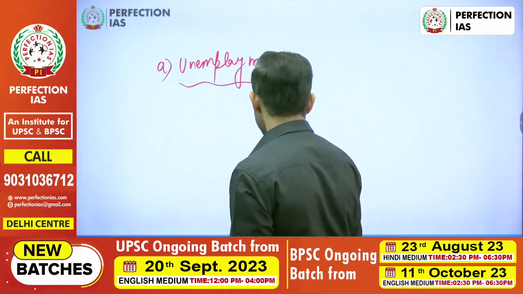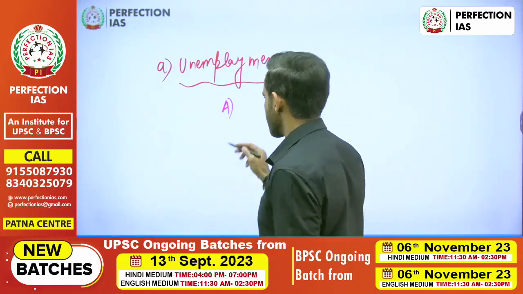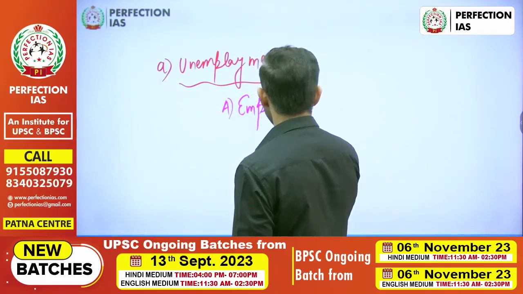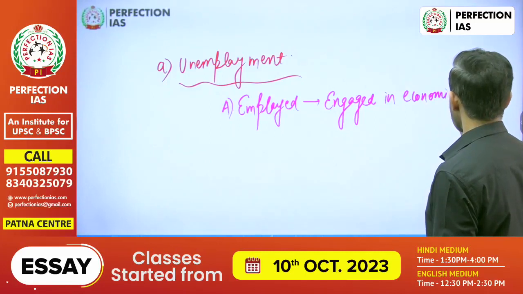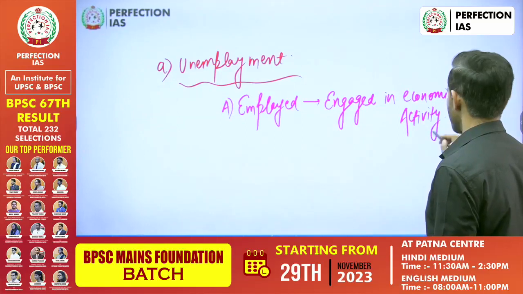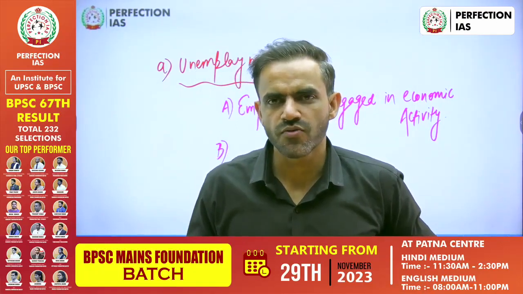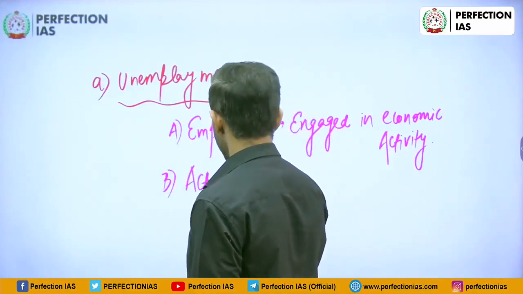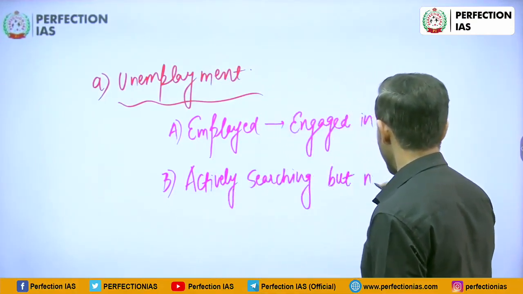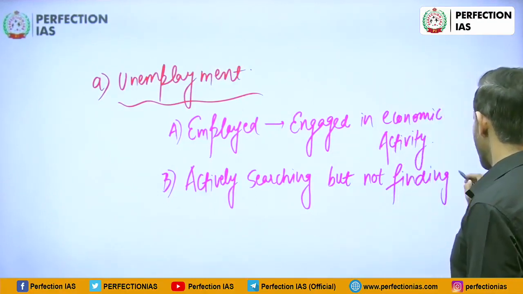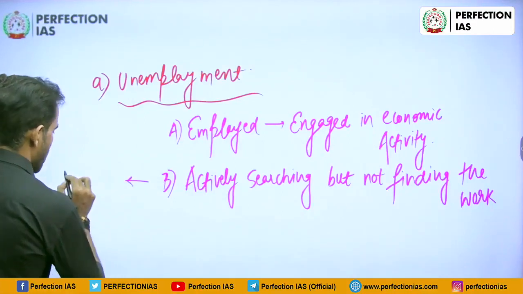So usually the population can be categorized into three categories. First category is those who are employed, that means those who are engaged in some economic activity. Second part is those who are actively searching for a job. That means they are willing to work, but they are not able to find the work. So those who are actively searching but not finding the work, this population is the unemployed population.